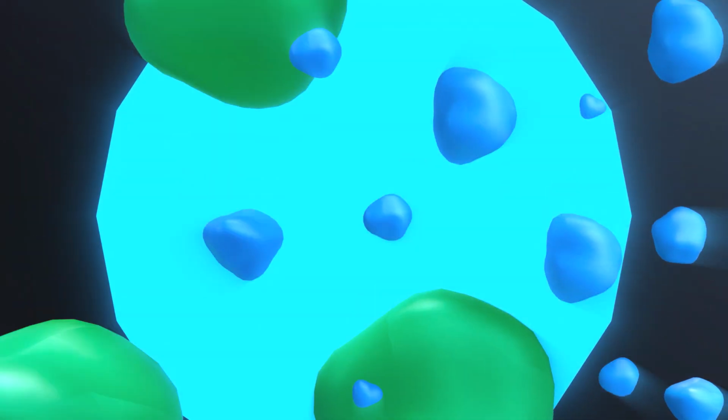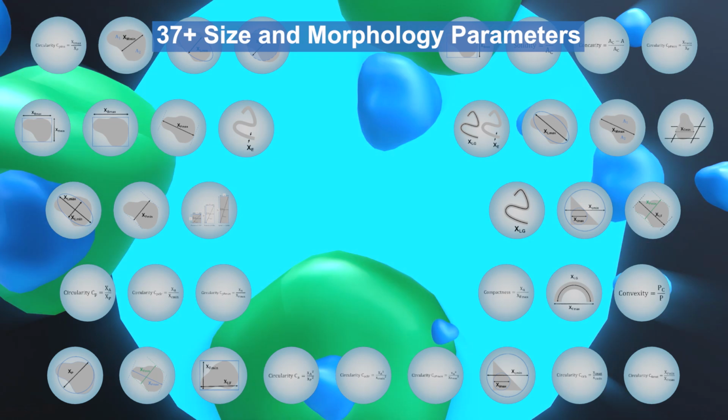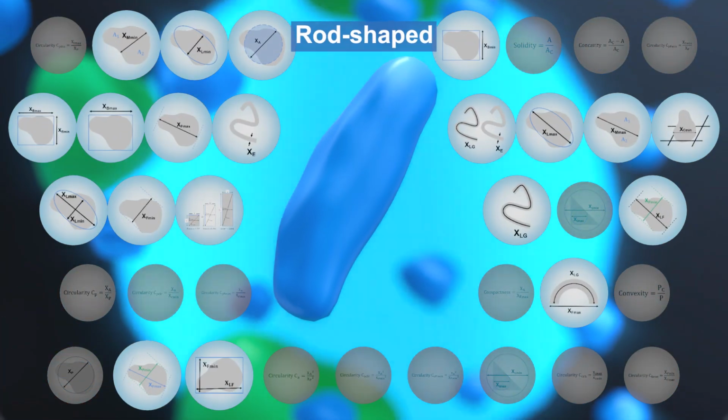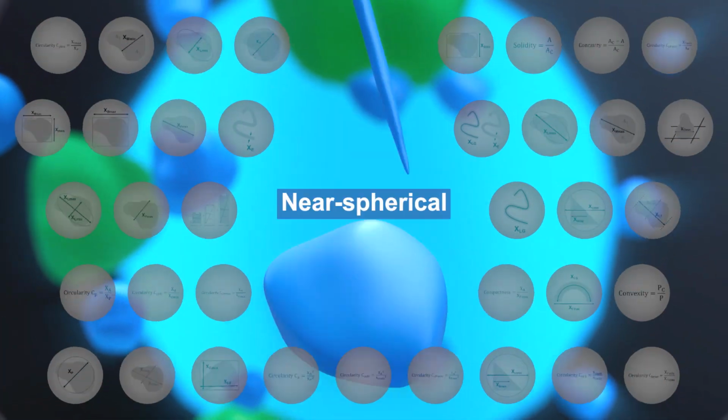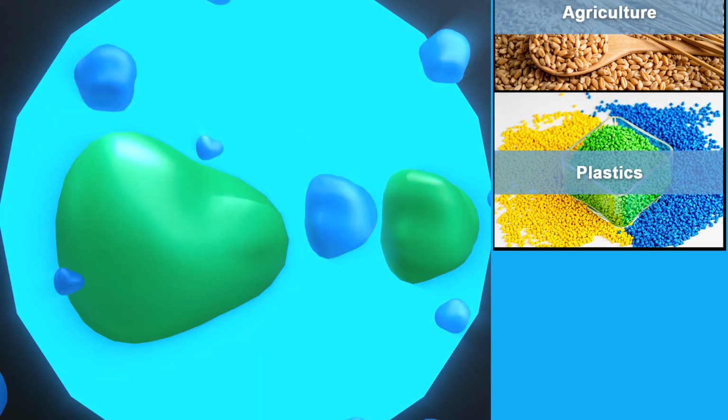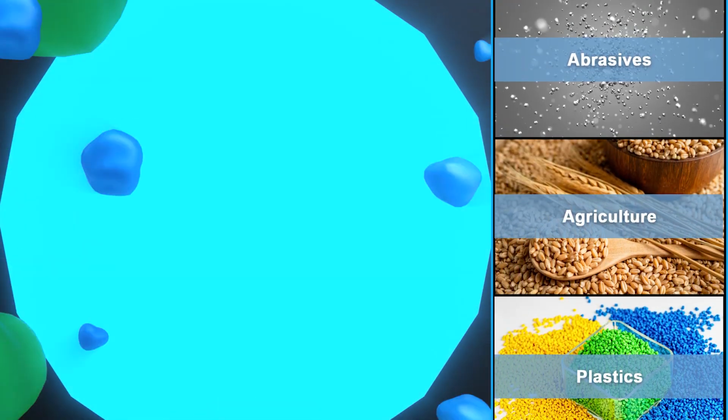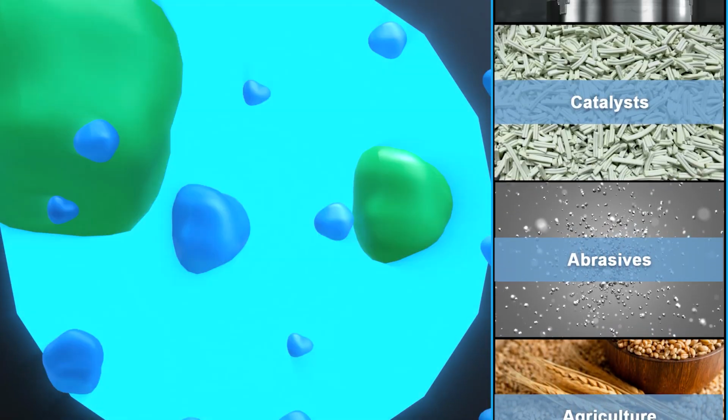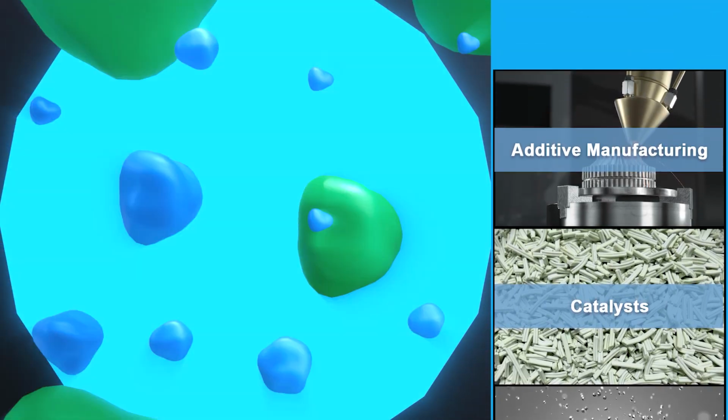The software decodes complex particle morphologies, such as rod-shaped, near-spherical, and needle-shaped particles. These insights are especially valuable for industries like plastics, agriculture, abrasives, petroleum catalysts, and additive manufacturing.